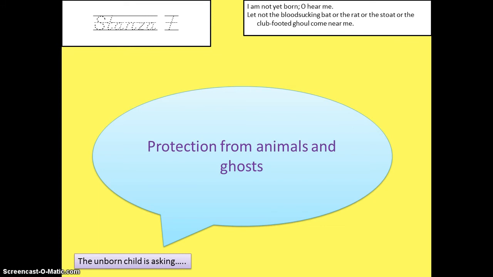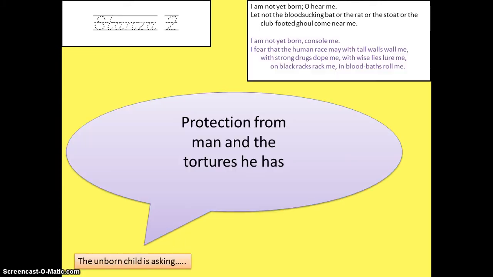In stanza 1, the unborn child is asking for protection from animals and ghosts. Take a look at stanza 1 and highlight some of the things that the child is asking for protection from. In stanza 2, the child is asking for protection from man and the tortures that he has created. Take a look at stanza 2. Highlight or underline some of the things that the child is asking for protection from. There are 1, 2, 3, 4, 5 objects that you should look for.